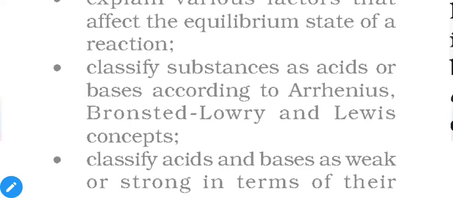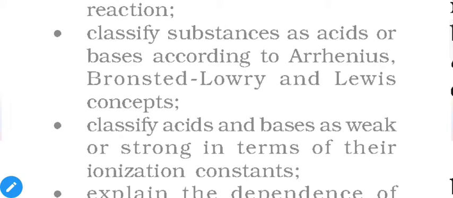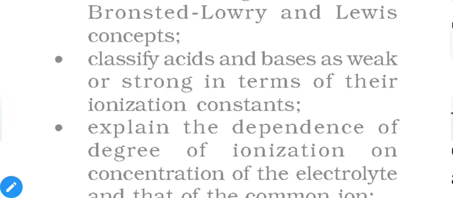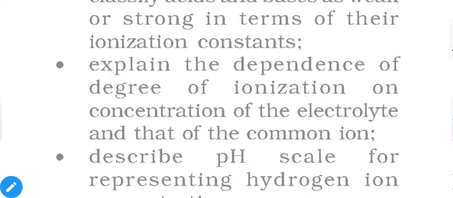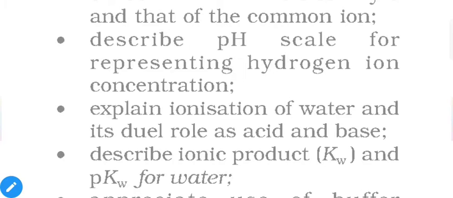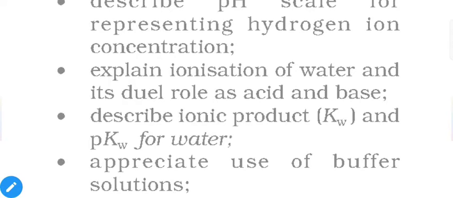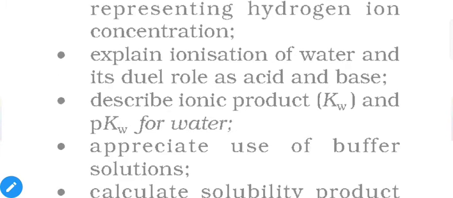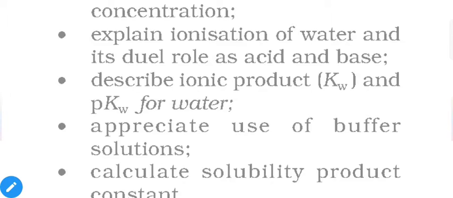Classify substances as acid, base according to the Arrhenius, Bronsted-Lowry and Lewis concepts. Classify acids and bases as weak or strong in nature by their ionization constant. Explain the dependence of degree of ionization on the concentration of electrolyte and that of the common ion. Describe the pH scale for representing hydrogen ion concentration, explaining ionization of water and its dual role as acid and base. Describe the ionic product Kw and pKw for water. We will discuss these terms in detail when they come.